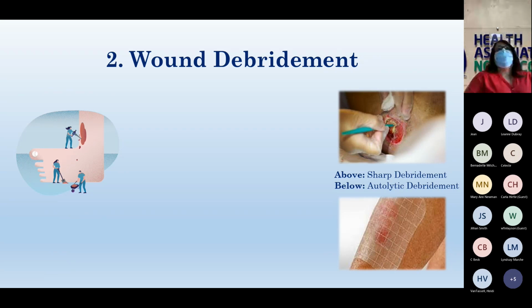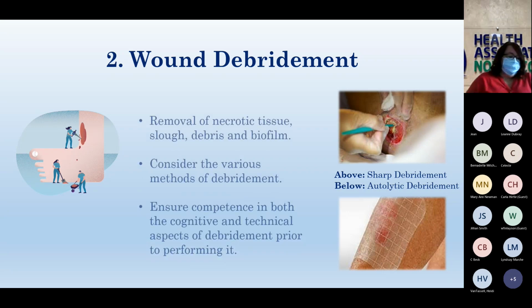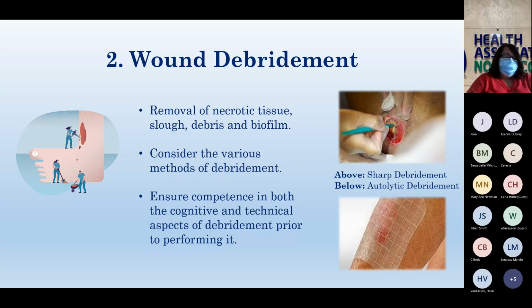Is everybody good with that before we move on to debridement? Yes. Okay. As we covered, biofilm is present in most chronic and hard to heal wounds and delays the healing process by prolonged inflammation. These wounds require one or more debridement methods for biofilm removal and to stimulate healing. While there are several methods of debridement, the purpose remains unchanged, and that is the removal of necrotic tissue, slough, debris, and biofilm from the wound. So consider the various methods of debridement.